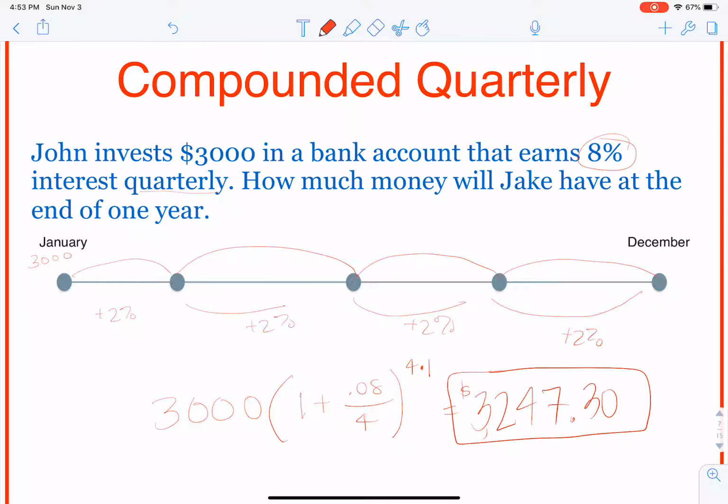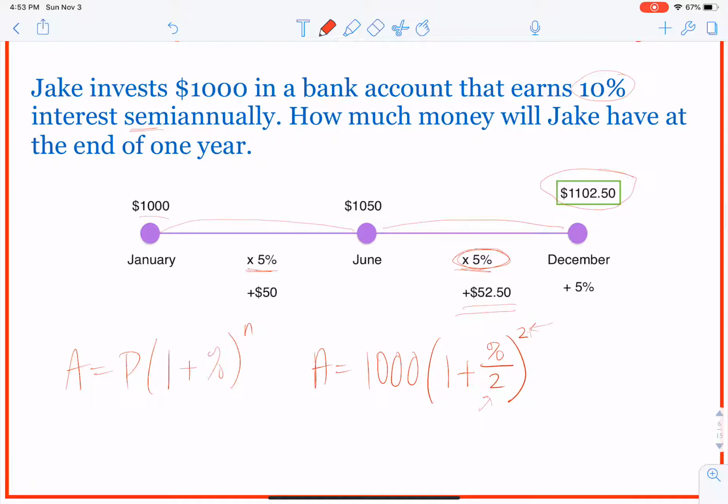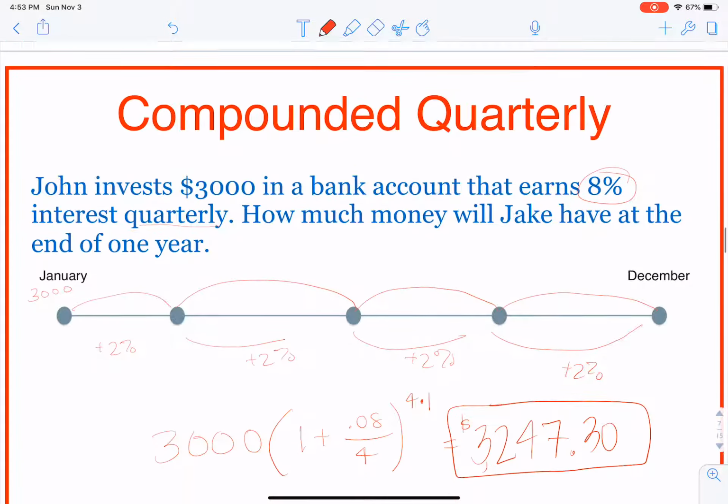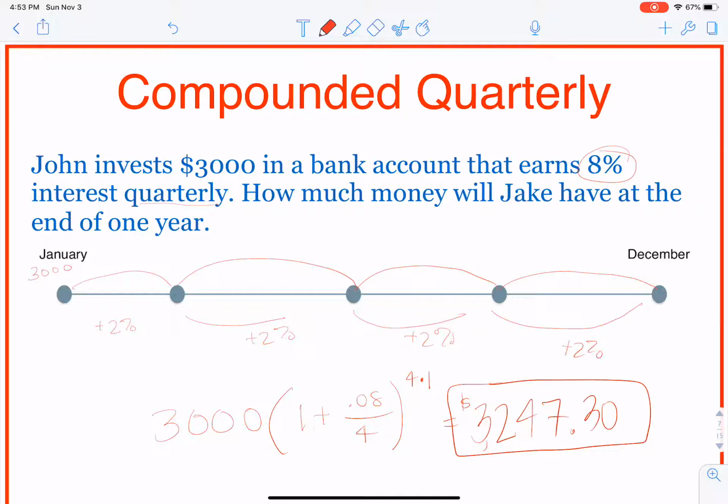So we can see, based on sort of our trend up here, the more times that we compound our interest, although it's still 8% for the total of the year, the more money we're ending up with at the end of the year, because 2% of 3,000 is less than 2% of this value right here that will happen after a quarter of the way through the year.